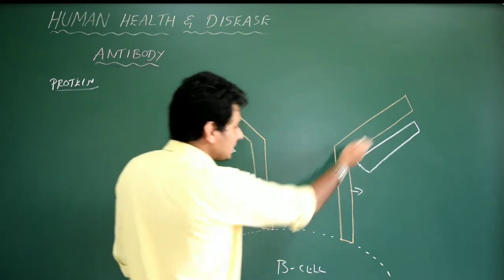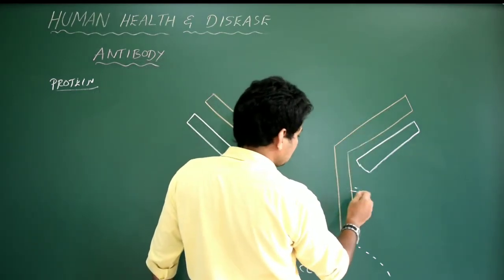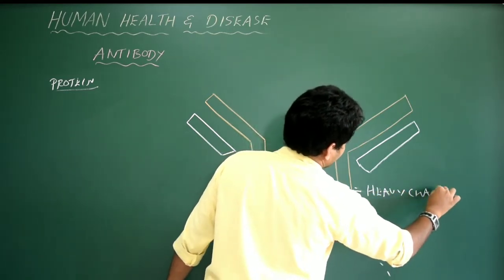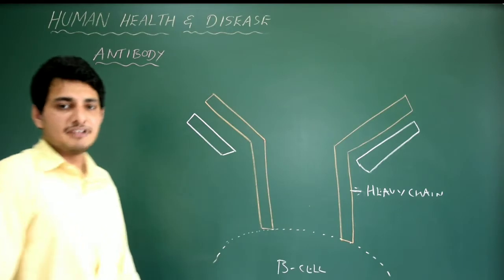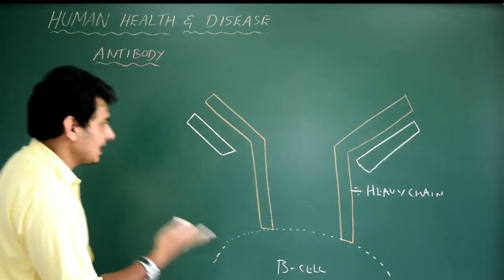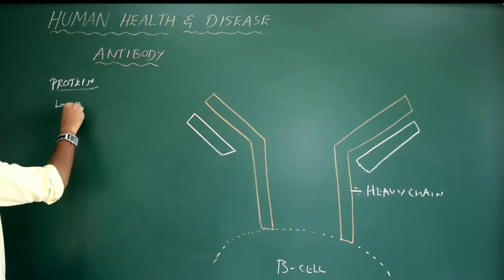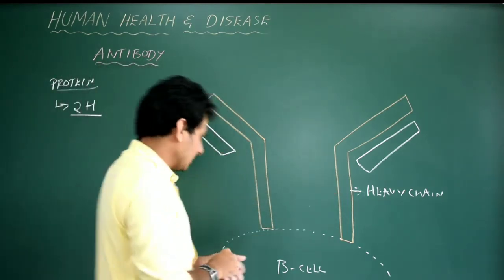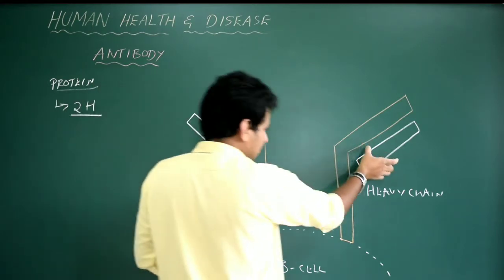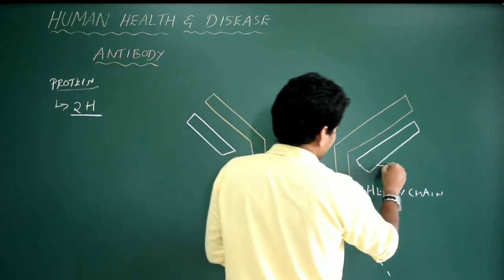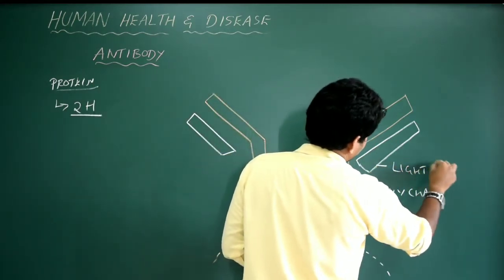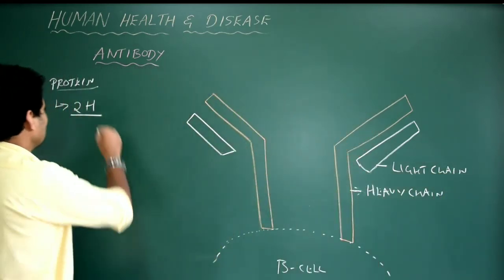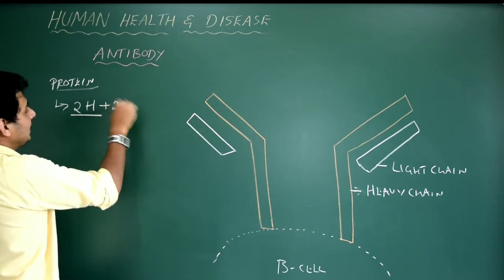Here the big chain where I have used orange color is called as heavy chain. The big bulky one is actually the heavy chain. How many heavy chains are there in antibody? 2 heavy chains, 1 and 2, correct? This one is a smaller chain which is also called as light chain. How many light chains are there in an antibody? 2. So 2 light chains are there.